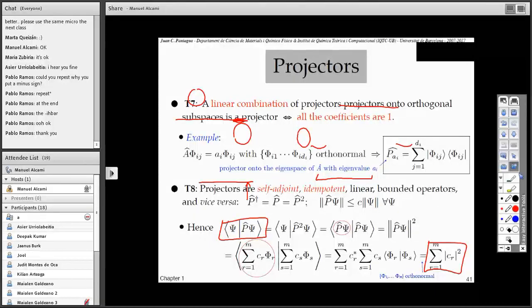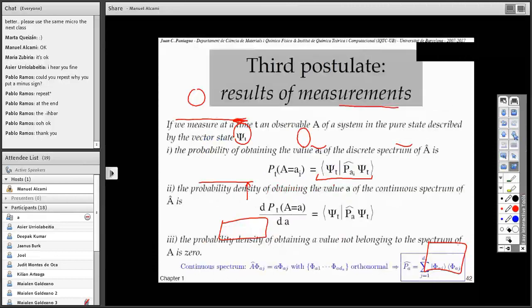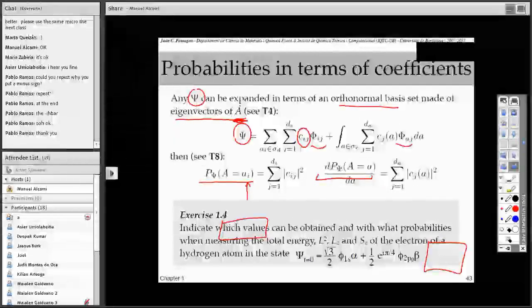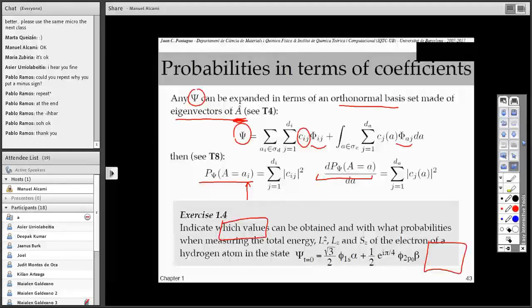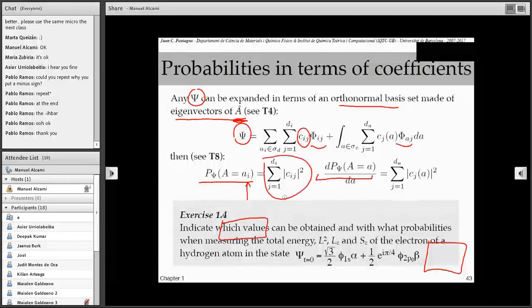So in this case, when we use as basis set the eigenvectors of A, the probability is directly the sum of the squares of the coefficients corresponding to the eigenvalue we are interested in. And same thing for the continuous case. Probability density is nothing but the sum of the squares of the coefficients of all the basis functions that are eigenvectors with this eigenvalue. Okay?